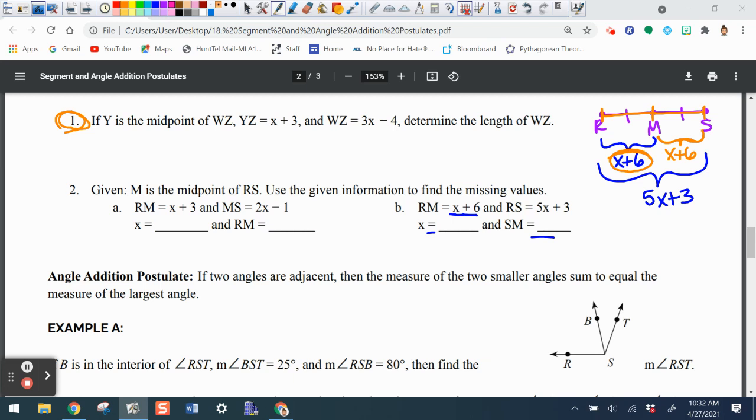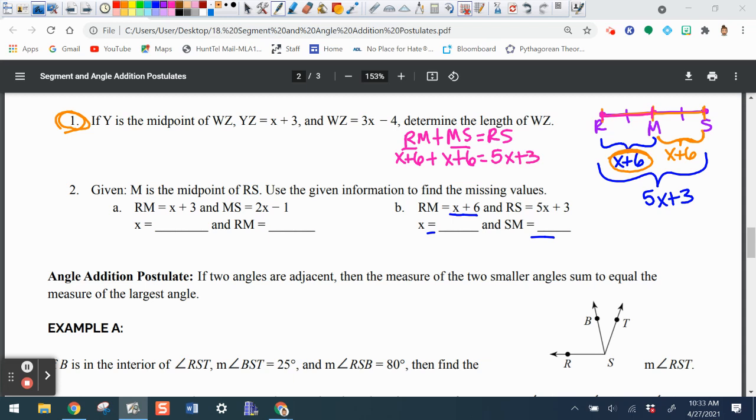Now, the reason I do that here is because they gave us the distance from R to M and also the distance from R to S, the total. So they were giving us half of the distance. So we assume that the other half would be the same measure. And now we're going to show that these two halves combined create R to S. So the formal equation we're using is RM plus MS equals RS. So we're going to replace RM and MS with the same expression, x plus 6, and RS with the expression 5x plus 3.